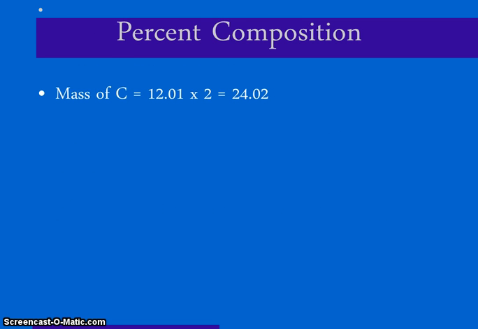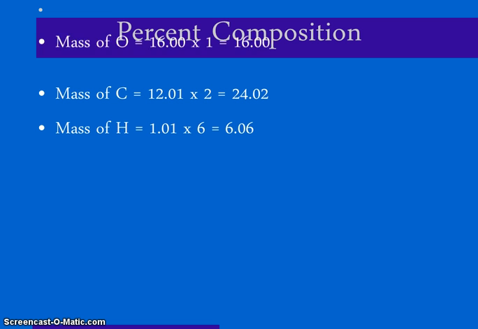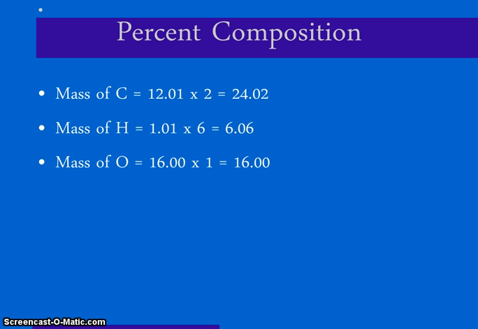So we've got 2 carbon atoms in our formula times 12.01. We've got 6 hydrogens in our compound times 1.01. And we've got 1 oxygen in our compound times 16.00. We add all those numbers together, and the molecular mass, or the molar mass, is 46.08 grams per mole for our compound.